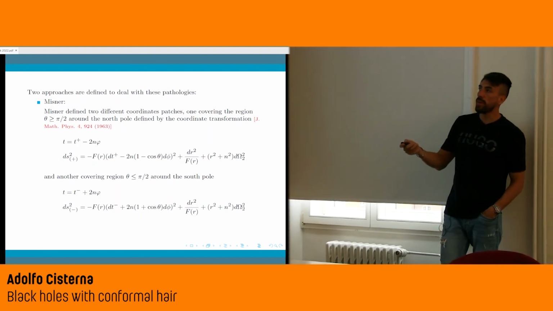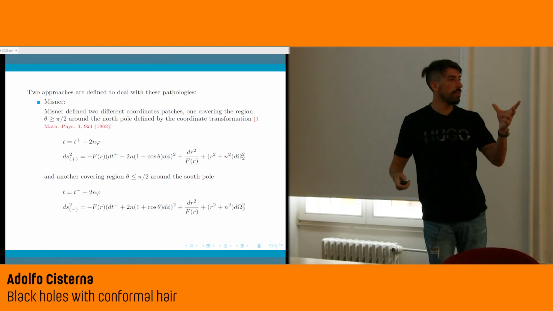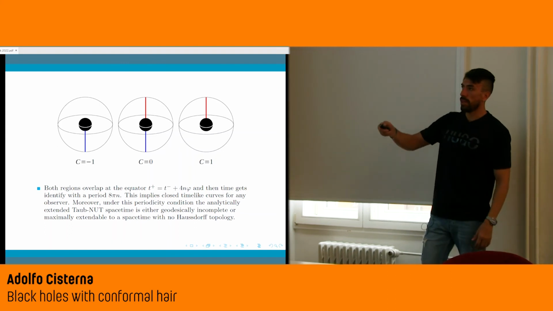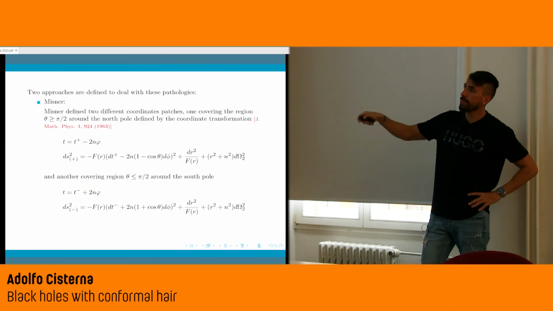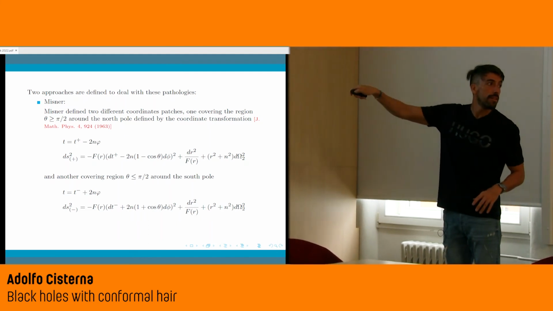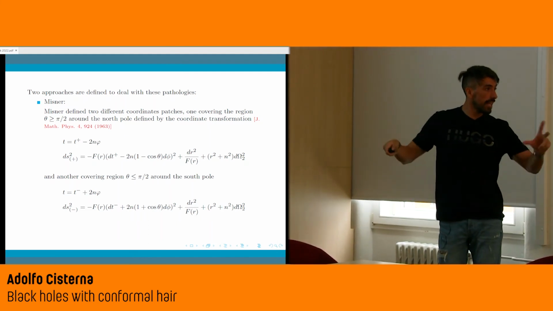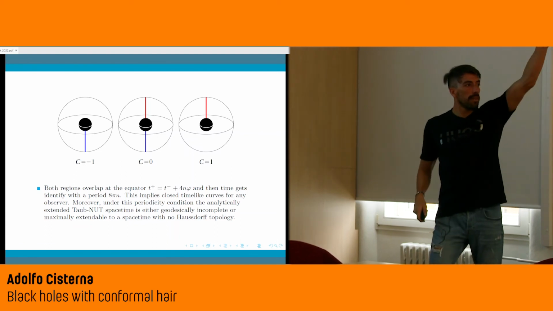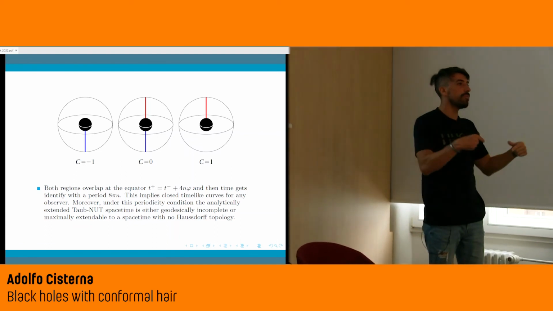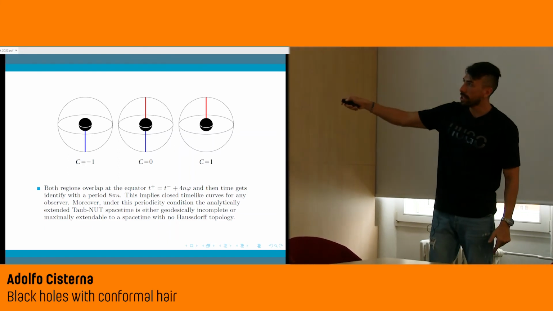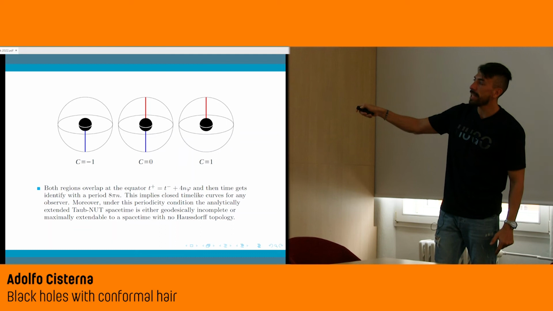But you have a problem, because in the equator, both patches somehow overlap. Well, okay, I'm going back to this one. In the equator, what happens is that both coordinates are related. The T plus and the T minus, they get related. And how do they get related? By this expression here. So if you take T from the north pole, T in the south, you make them equal, and you solve T plus in terms of T minus, you get this expression, and they are related by 4 times the NUT charge times the angle.